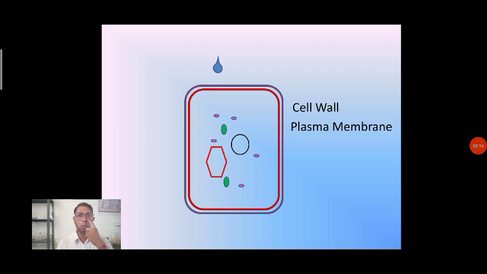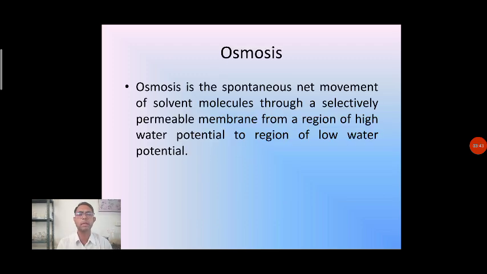Now when the water molecule comes in contact with the cell wall, it is passed to the inside and comes in contact with the plasma membrane. The plasma membrane is known as a semi-permeable membrane, and this semi-permeable membrane allows water molecules to be transported inside through the process that we call osmosis. So here the process of osmosis will take place.